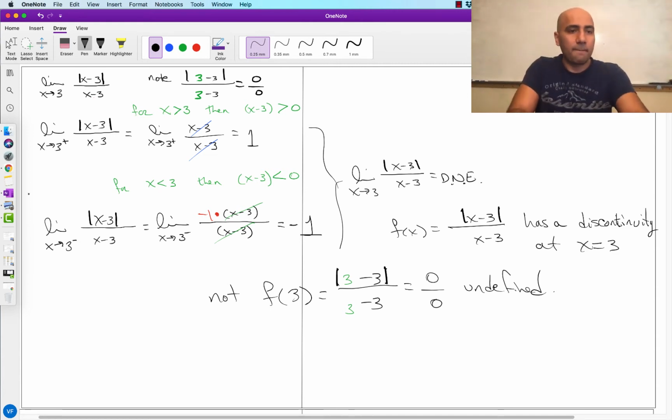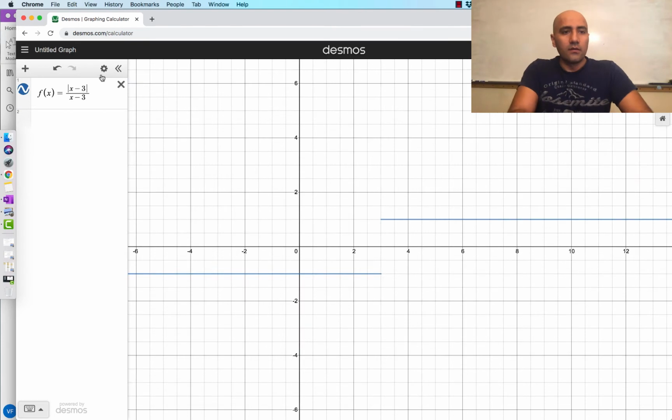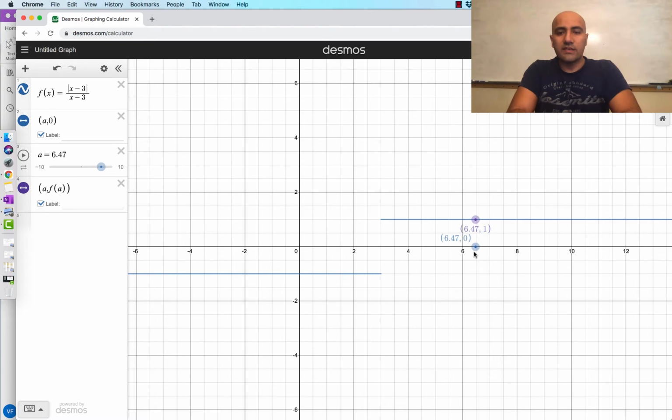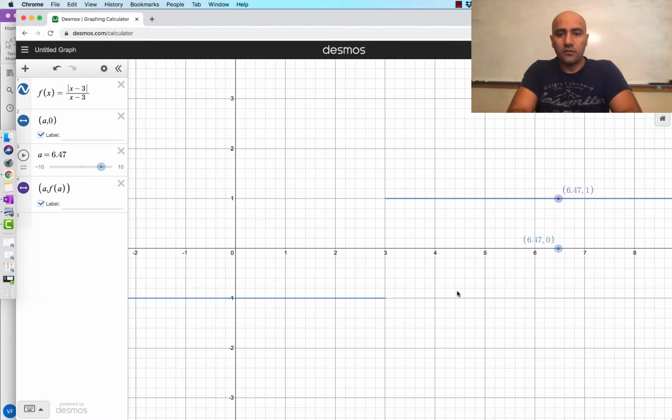Let's look at the graph for this. Okay, so this is what the graph looks like. Zoom in a little more. This is the graph of f of x equals the absolute value of x minus 3 over x minus 3. We can see from here that as x approaches 3 from the right-hand side, the inputs are getting closer and closer to 3, and the outputs are always 1. Always 1, always 1, always 1. So from the right-hand side, it always approaches 1.